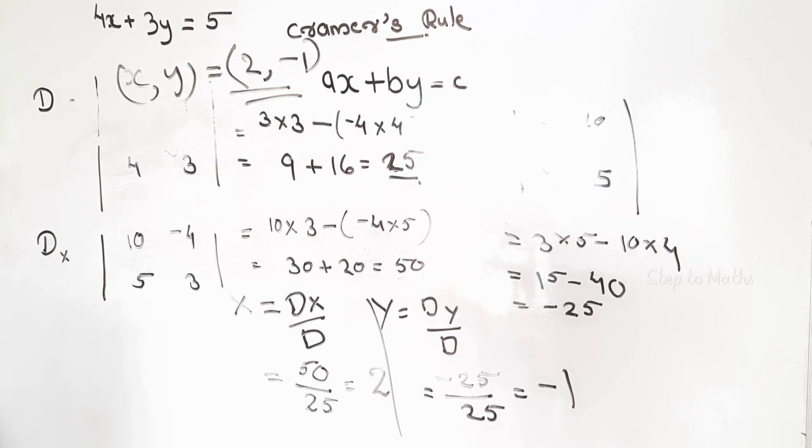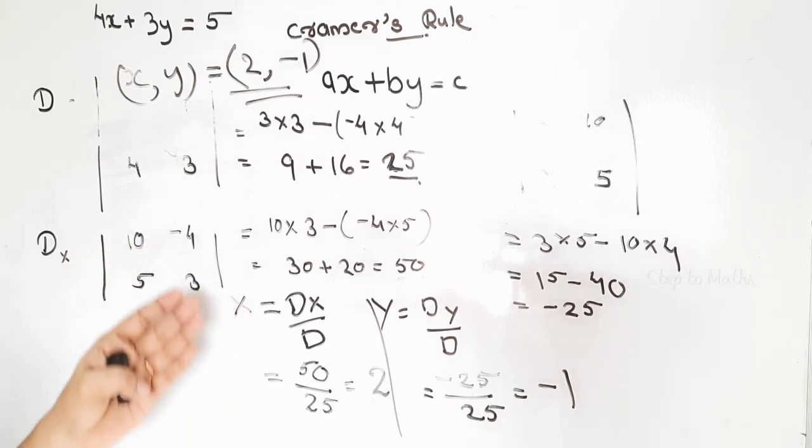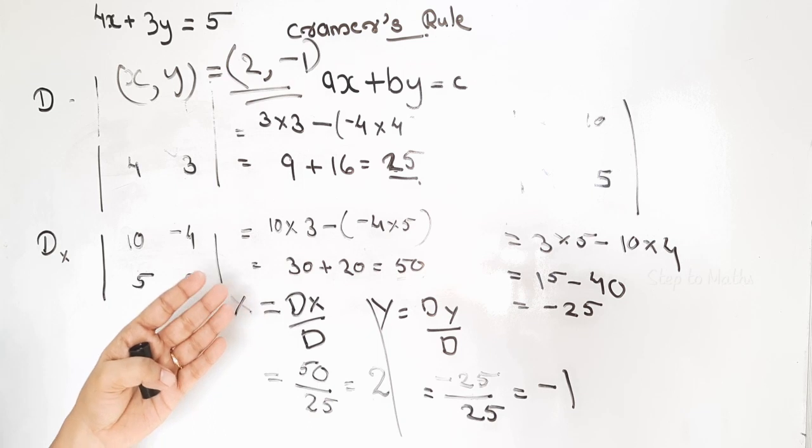Just find the determinants D, dx, dy, and x is dx upon D and y is dy by D.